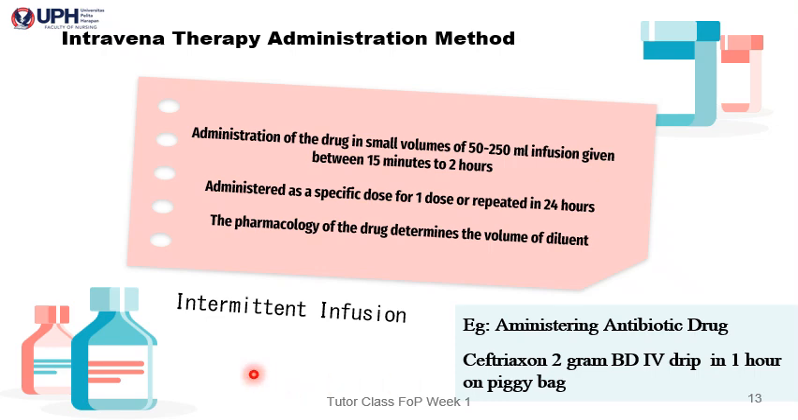Now let's see the intermittent infusion. Intermittent infusion means that you give a drug in small volumes, 50 to 250 milliliters, given between 15 minutes to 2 hours. This is one specific dose, and sometimes it determines the volume of the diluent. So for example, you're going to administer an antibiotic drug, for example ceftriaxone 2 gram BD, IV drip in an hour on a piggyback.